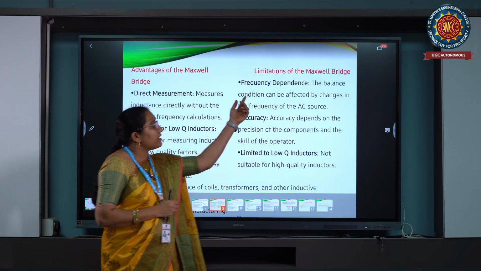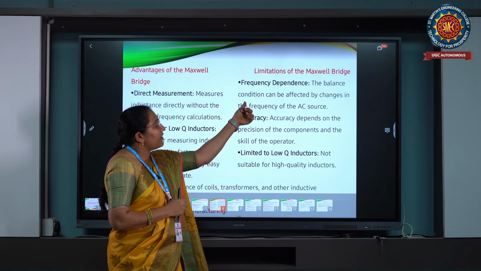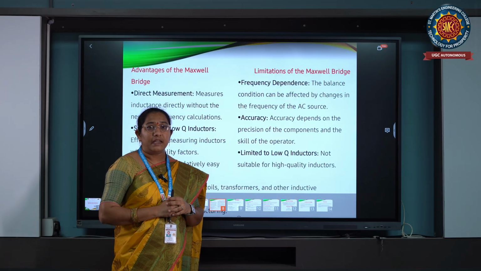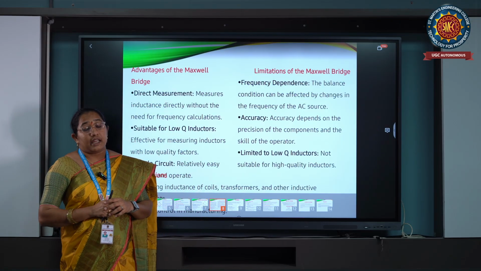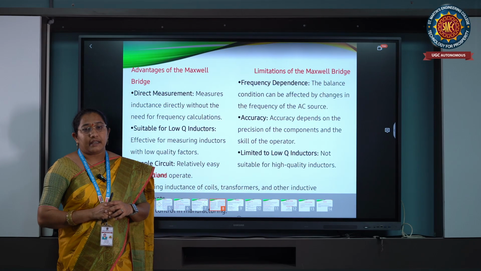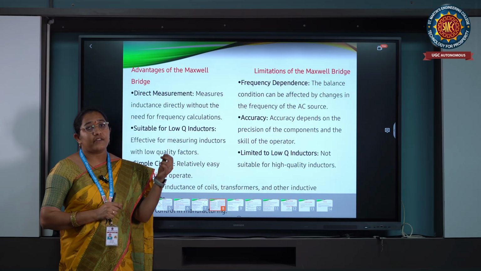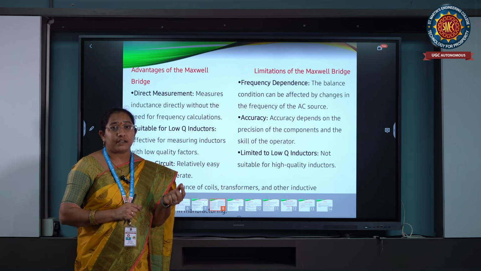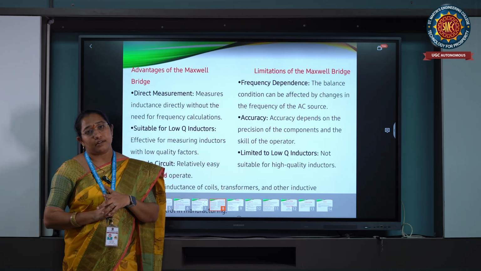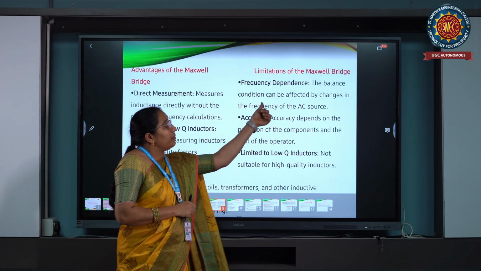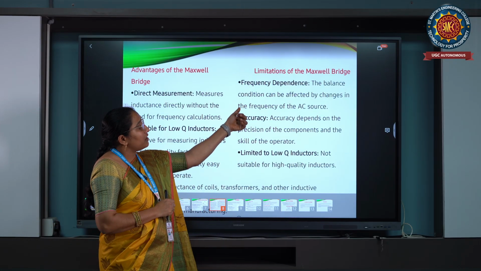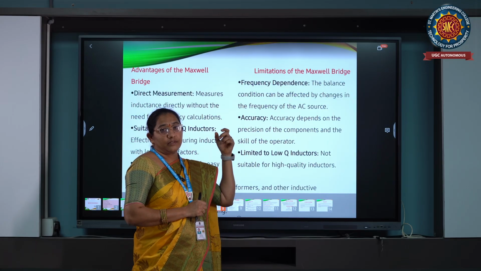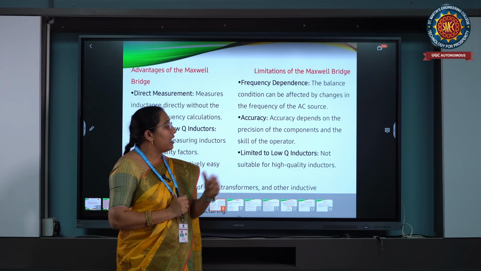Here we also have some limitations. First, frequency dependence: the balance condition can be affected by changes in frequency. In AC, alternating current systems, we have frequency, and alternating means it is not constant, it is changing continuously. That is why the balance condition is affected by changing the frequency in the AC source.